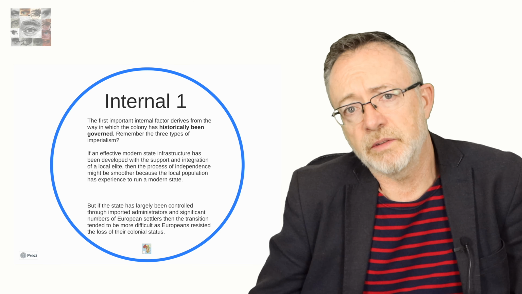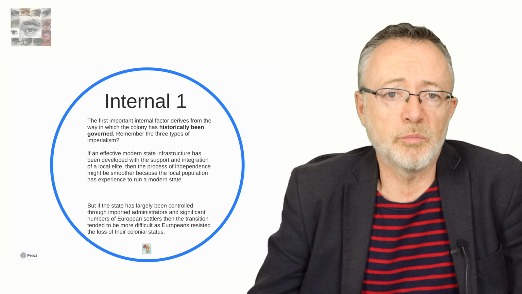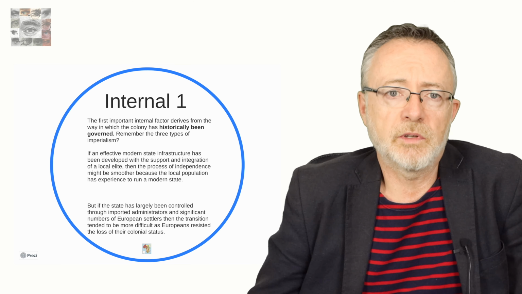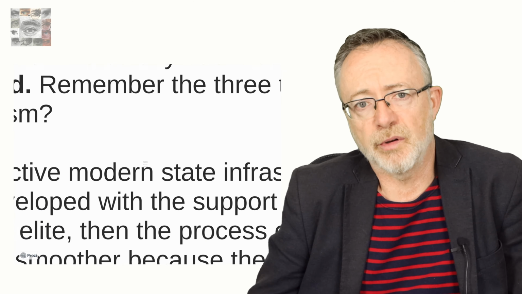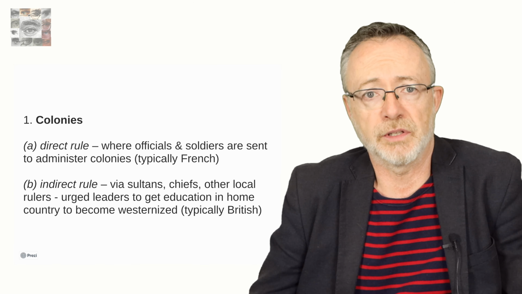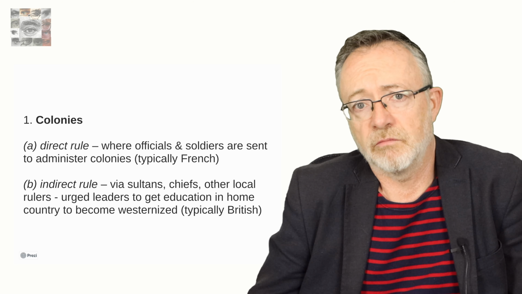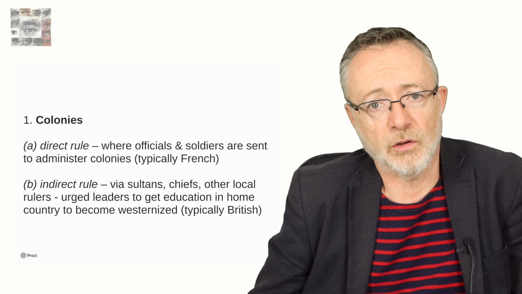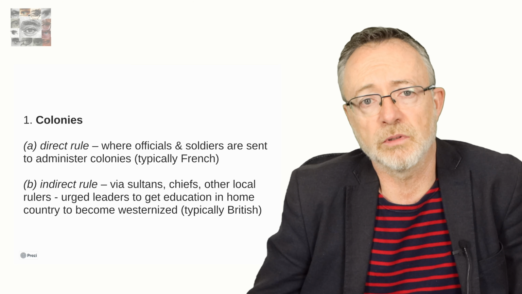Now, this is something we looked at when we studied the subject of new imperialism. We spoke of three political types of imperialism. We spoke about colonies, and they can be divided between colonies that have direct rule, where officials and soldiers are sent to administer the colonies directly.